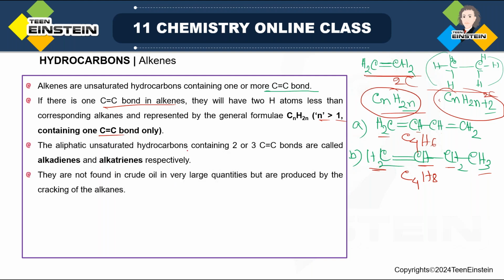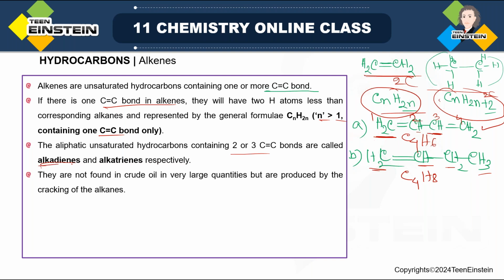In aliphatic unsaturated hydrocarbons, sometimes there may be 2 C=C double bonds or 3 C=C double bonds. In those cases, what will be the name? Now the name is not alkene, now it is alkadiene. Suppose you have 4 carbon and 2 double bonds. Just take this example. What should be the name? It should be butadiene. And also if you want to mention positions, this is 1 carbon, 2 carbon, 3 carbon, 4 carbon. So the double bond positions are number 1 and 3.